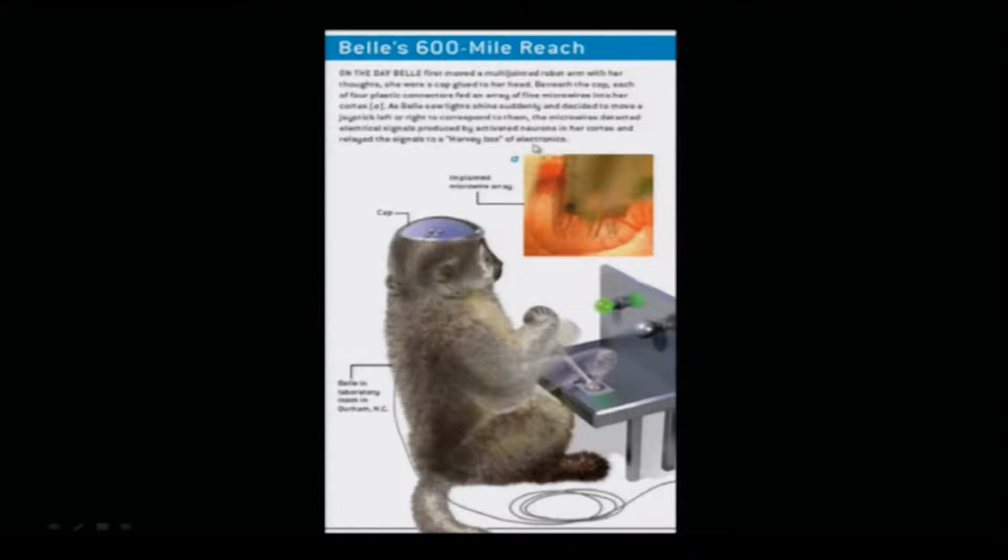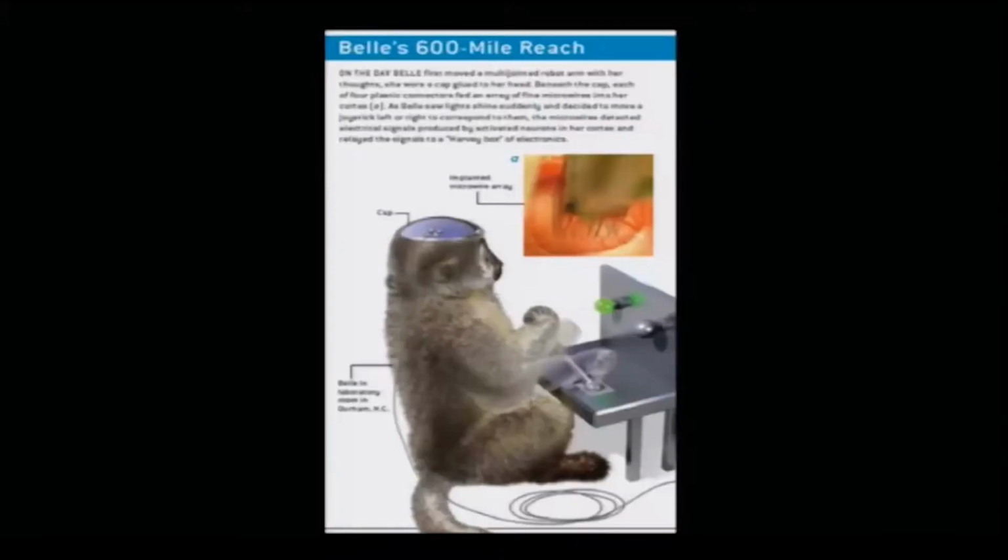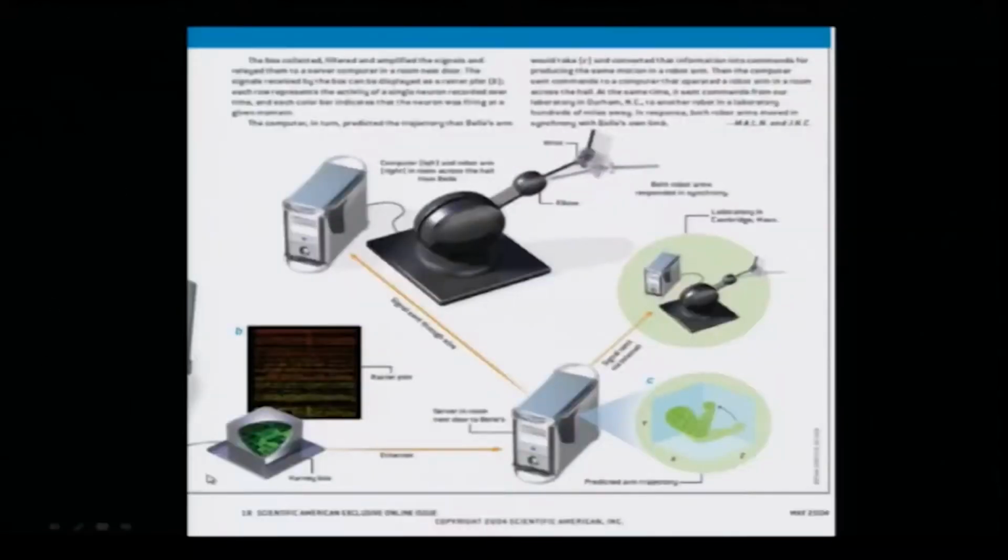So, this is Belly in the laboratory room in Durham, North Carolina. Here is the cap and here is the implanted microelectrode, just underneath. These are the microelectrodes, and this is the joystick which Belly is holding and playing with, depending on which light is showing. If the light is shown on the left, she moves to the left. If it is on the right, she moves to the right. She loves to play this game because she knows that she will get a reward for that.